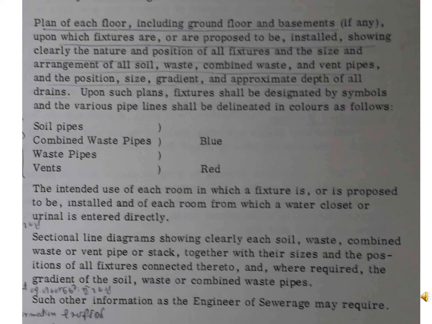The identity and use of each room in which a feature is proposed to be installed should be shown, and each room from which the water closet or the urinal is entered directly. So this is our color schedule for the drainage pipe and the soil pipe.